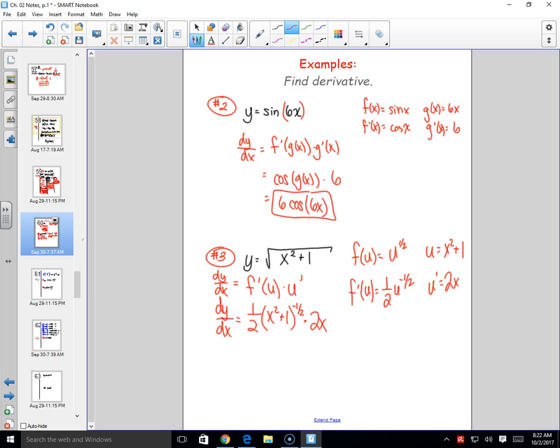So we have 1/2. I plugged in the u, because we want to get it all back to terms of x, to the negative 1/2. Now, guys, to make it match, should I simplify? Yeah, probably you can simplify. What can I do with the 1/2 and the 2? Well, those cancel, and so it's just x over square root of x squared plus 1. Good. That would be a good make it match.